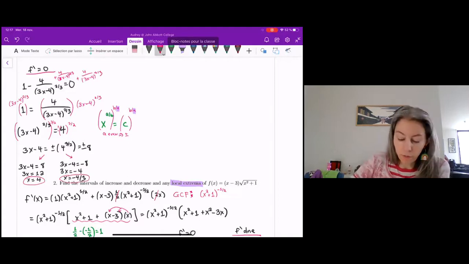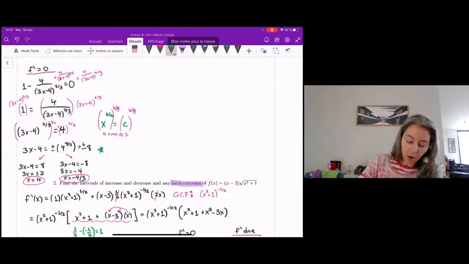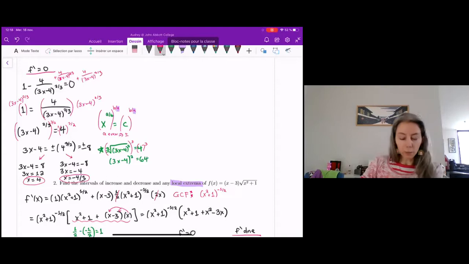Now, another way that you could have thought about this, so this is what we did in class. We did this a while ago, but we saw how we could do that power of b over a. But another way that you could have thought about this would be thinking of it as the cube root of (3x minus 4) squared is equal to 4. And we know to get rid of a cube root, we just cube both sides. So then I would get (3x minus 4) squared is equal to 64. And now to get rid of a square, I know I square root both sides, and then it's really obvious that I have that plus or minus.